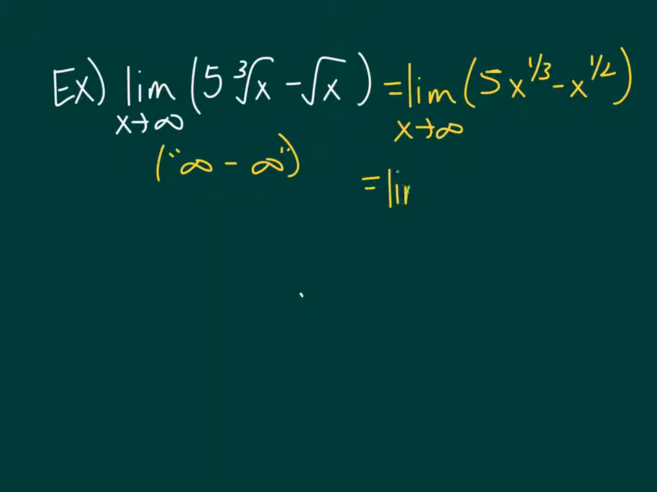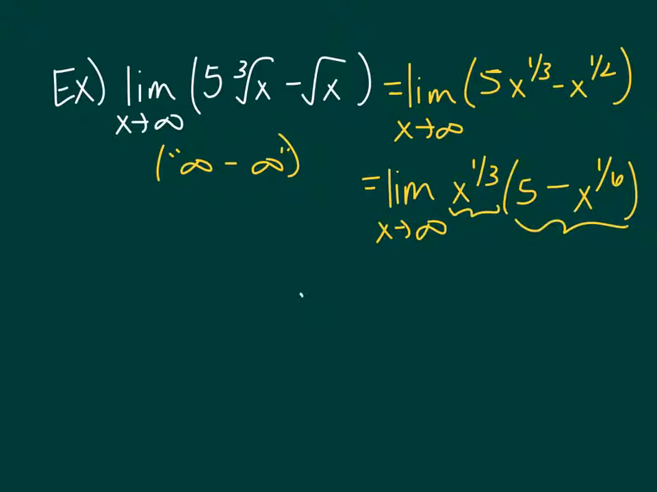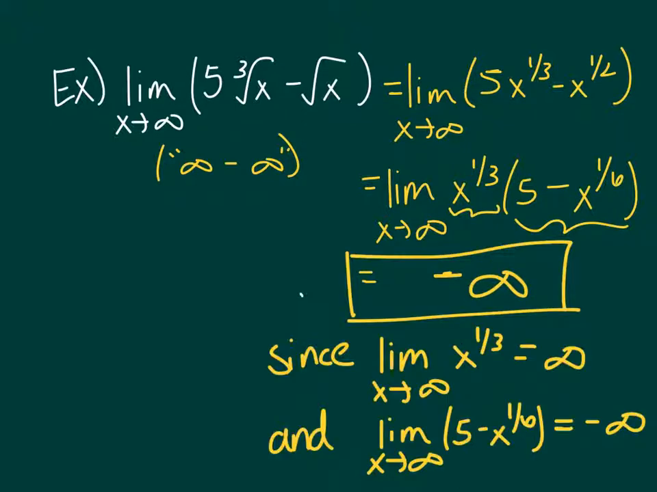This is going to be the same as the limit as x goes to infinity, and I can factor out an x to the 1/3, and then I'm left with 5 minus. So it's of this form, and now notice that we can take the limit of this as x goes to infinity as well as this. Since x to the 1/3 is going to go to positive infinity, and 5 minus x to the 1/6 is going to go to negative infinity, their product together is going to go to negative infinity. So you can conclude that the overall limit is negative infinity, and if you noticed, we could have factored out an x to the 1/2 first if you wanted. We would have still gotten the same answer.